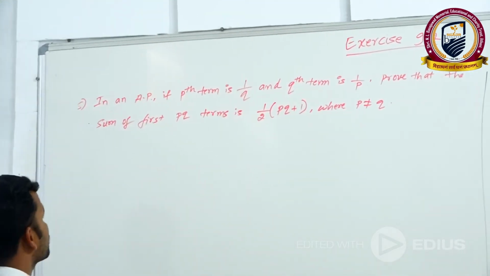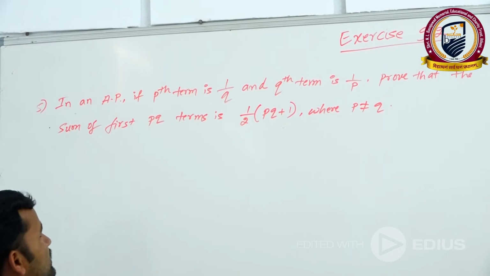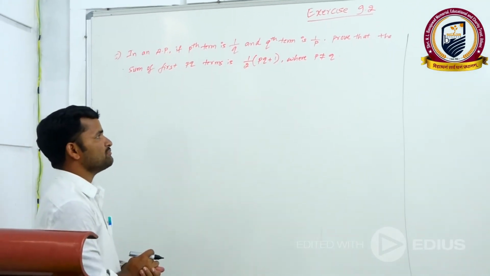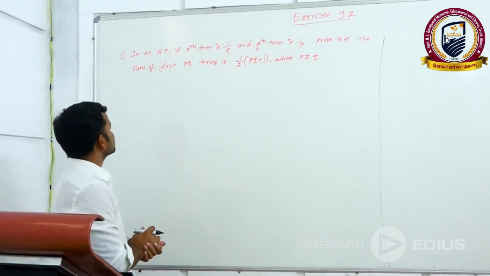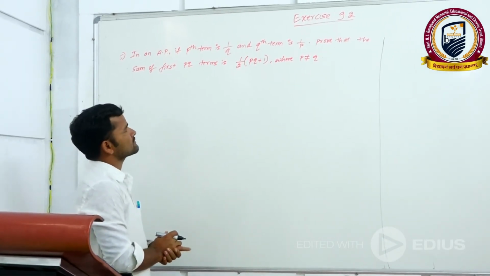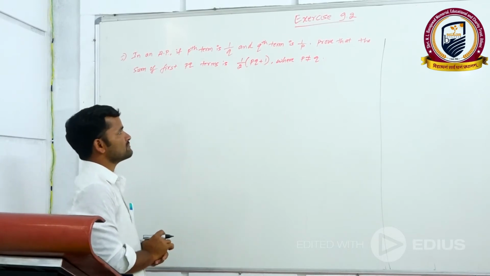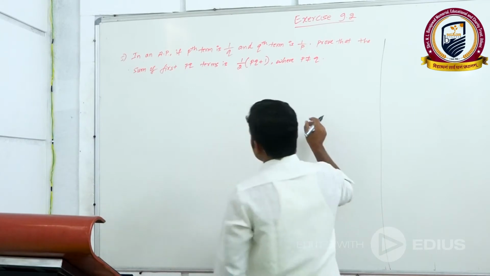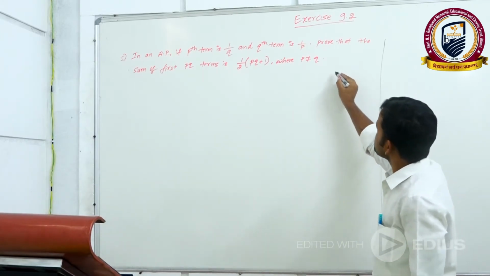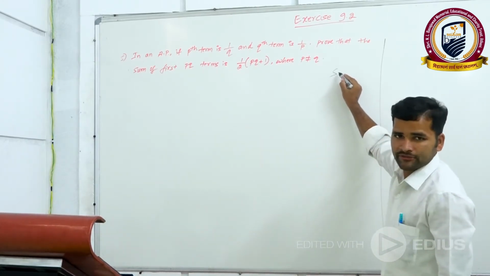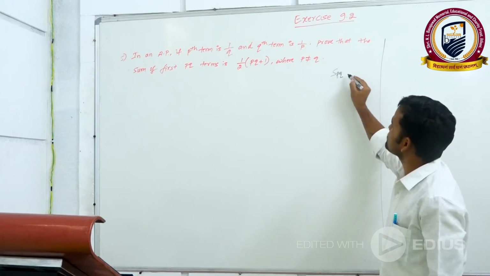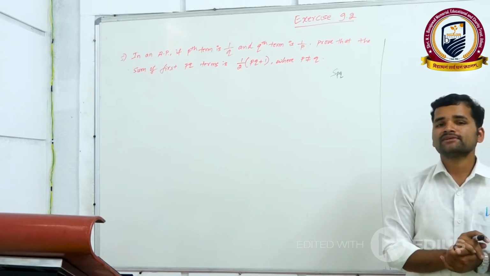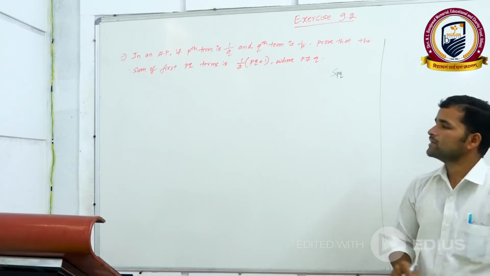Exercise 9.2, problem number 5. In an AP, if pth term is 1 by q and qth term is 1 by p, prove that sum of first pq terms is 1 by 2 times pq plus 1. We will try to understand the question first. Sum of pq terms, in the sense Sn means sum of n terms. Spq, sum of pq terms they are asking you. In Spq, in place of n, pq is there, that's all.